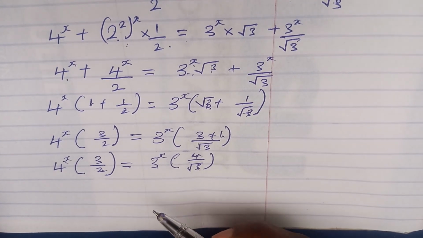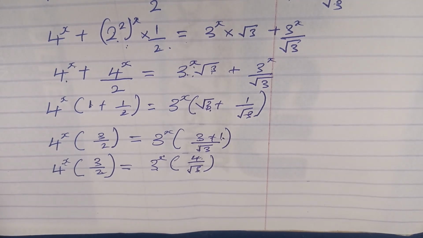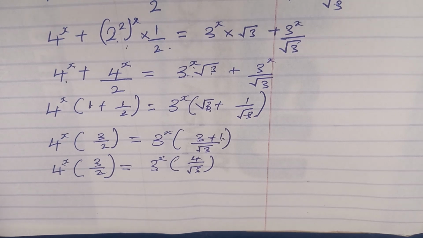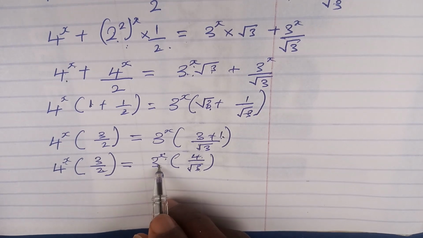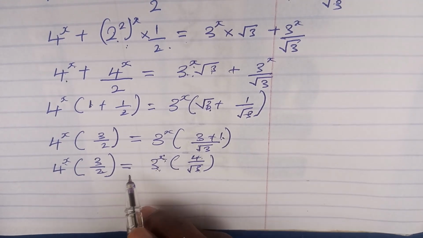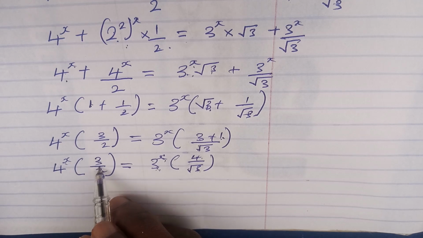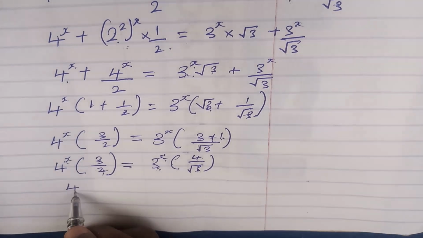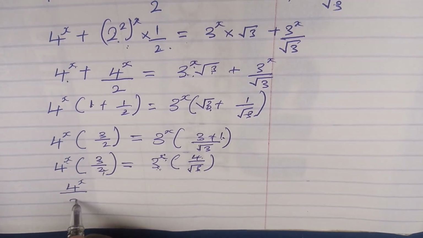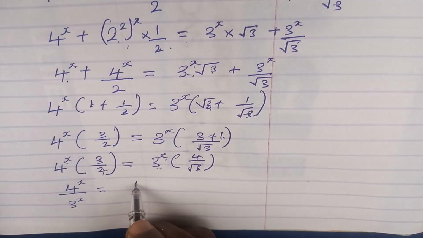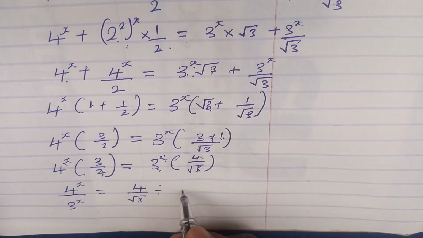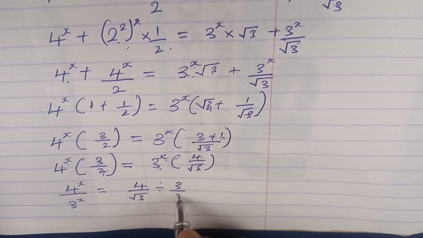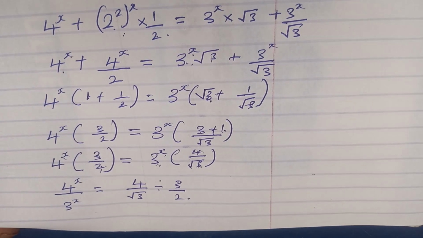So what are we simply going to do from here? We want to make x stand on its own, the value having x on one side and the value not having x on the other. So if we do that, we are going to divide both sides by 3 to the power of x, and we are going to divide both sides by 3 over 2. So if we do that, we have 4 to the power of x over 3 to the power of x is equal to 4 over root 3 divided by 3 over 2.